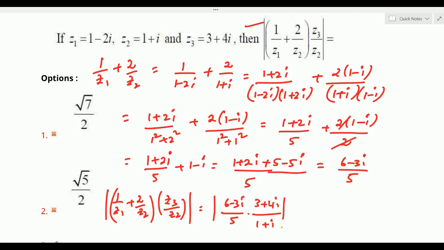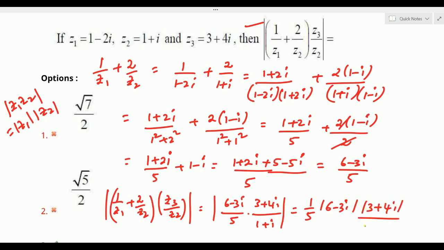Here, 1 by 5 is a constant, so we take it outside. One property of the modulus of a complex number: mod of Z1 into Z2 we can write as mod Z1 into mod Z2, and likewise for division. Taking 1 by 5 outside, we get mod of 6 minus 3i, mod of 3 plus 4i, divided by mod of 1 plus i.